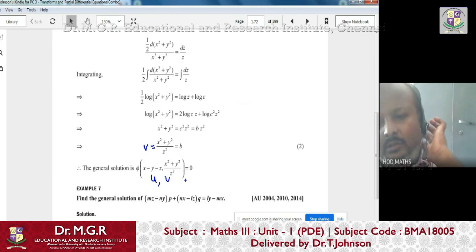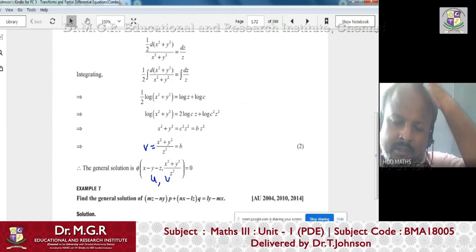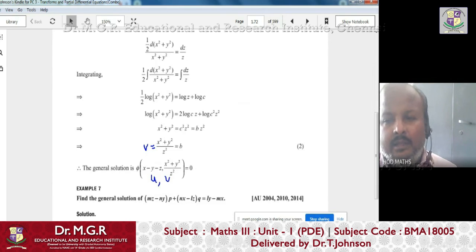I hope this will help you to understand Lagrange's equation. Now the next section, the final section of the first unit, is solving higher order PDEs. I will take that in the next class, because now I have a meeting at the end of this class.